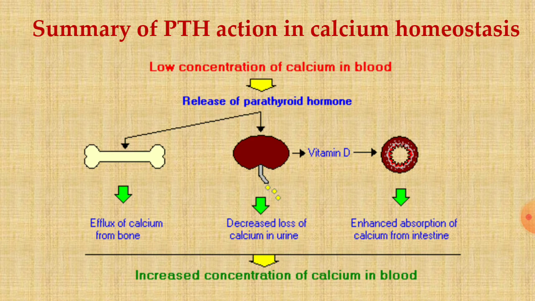Next action of parathyroid hormone is over the kidney. What does it do at the level of the kidney? Under the influence of parathyroid hormone, what happens? There occurs different mineral reabsorption process alteration at the level of the tubules of kidney.